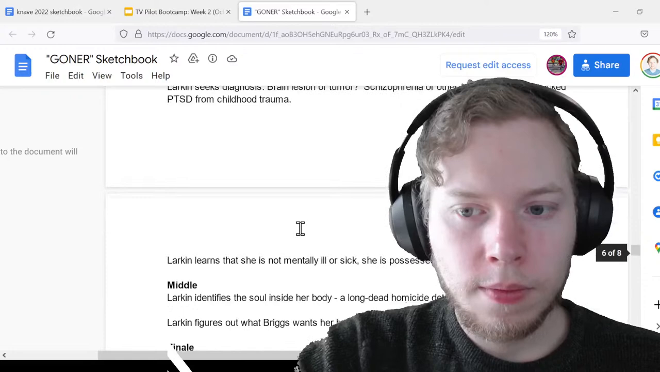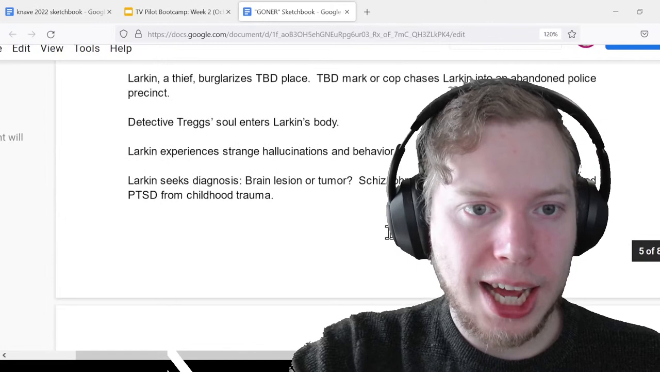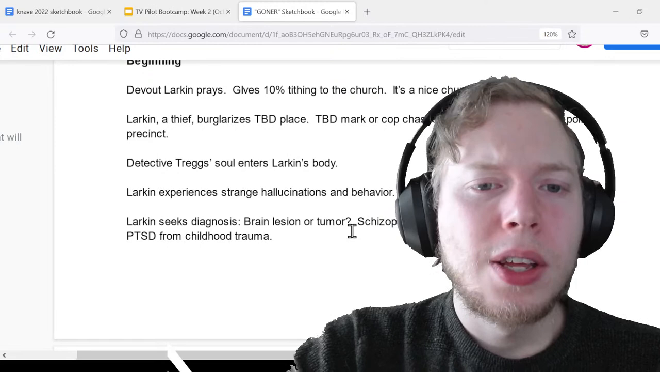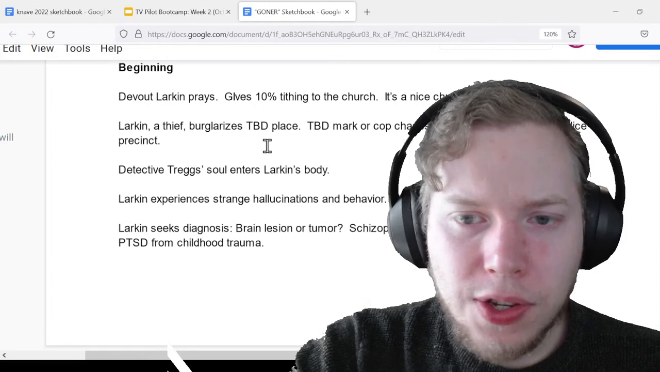Blockbuster moments, yes. Okay. So, this is just like a list of events in the beginning, middle, and end. I see. Alright, so, Larkin, our main character, she's a religious thief. She prays, giving 10% tithing to the church. It's a nice chunk of change. Okay, so Larkin, a thief, burglarizes someplace. A marker cop chases her to an abandoned police precinct.